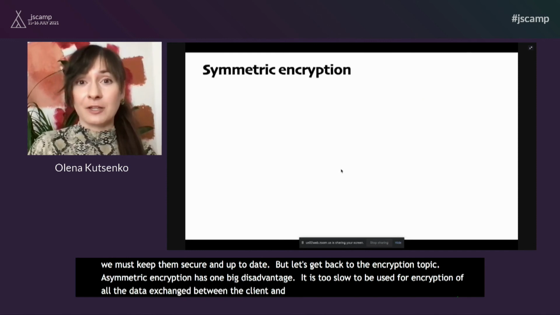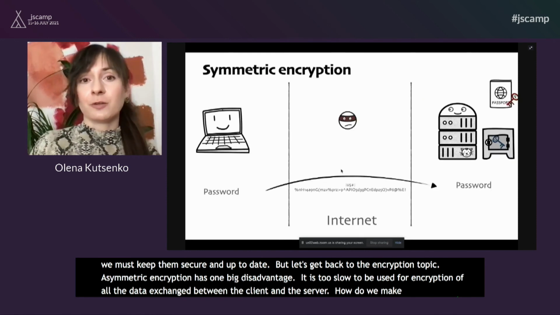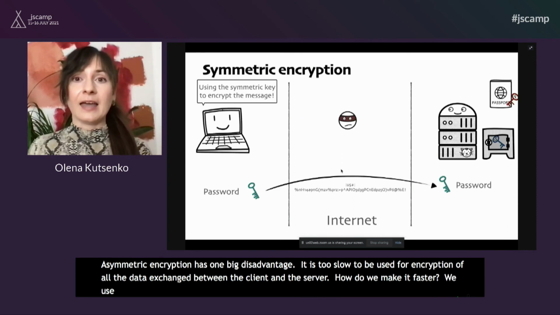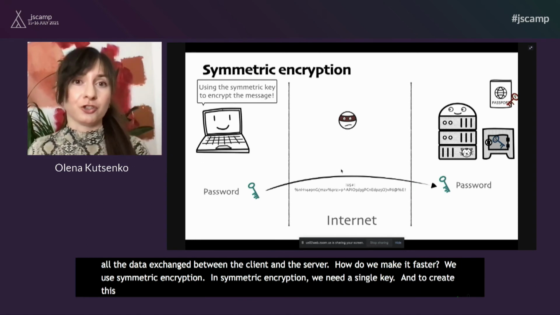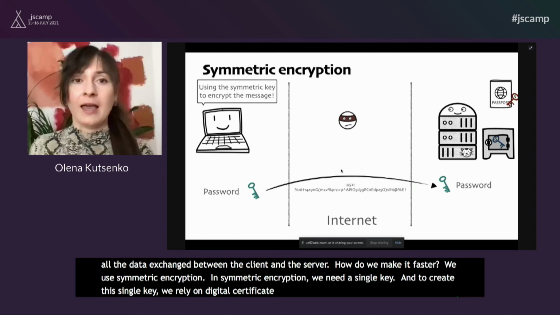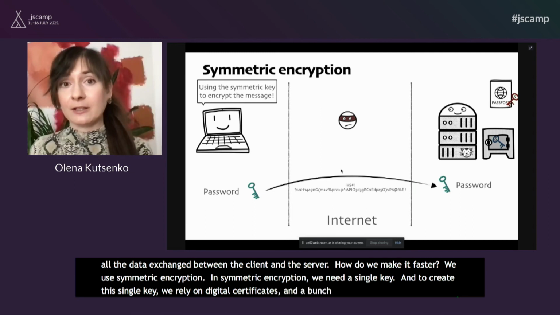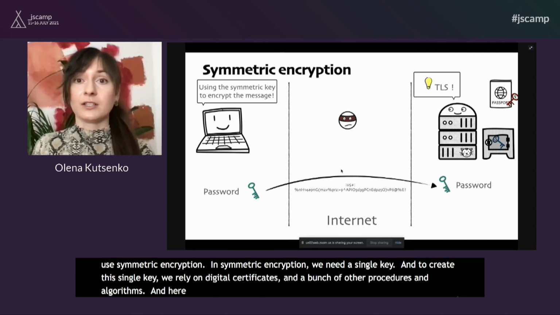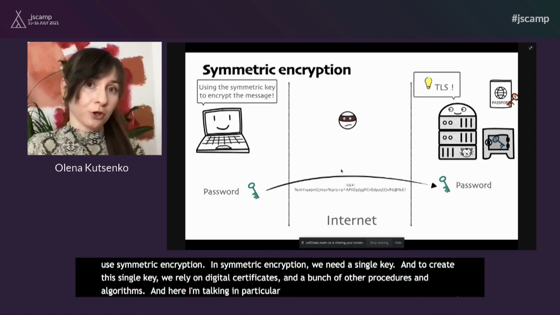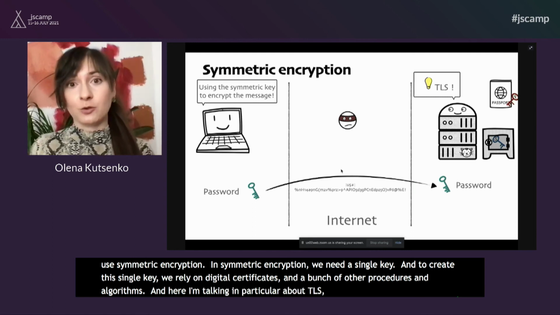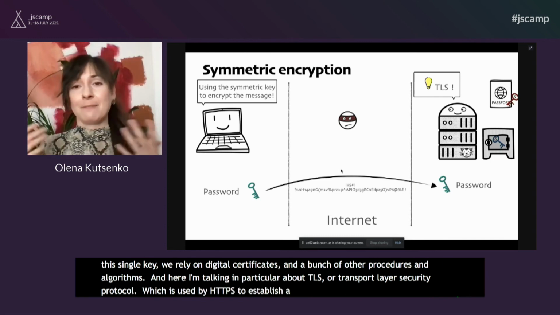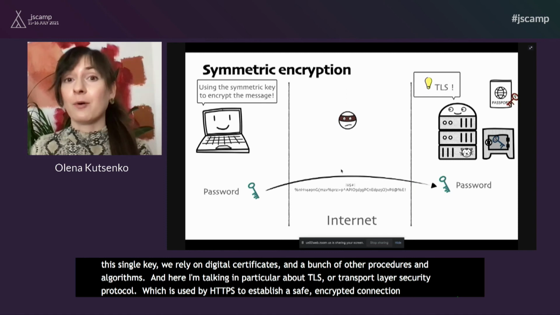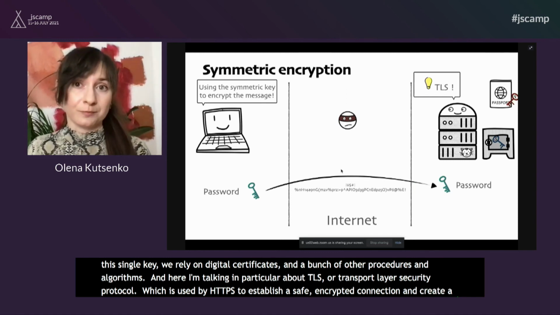We use symmetric encryption. In symmetric encryption, we need a single key, and to create this key, we rely on digital certificates, signatures, and a bunch of other procedures and algorithms. And here I'm talking in particular about TLS, or Transport Layer Security Protocol, which is used by HTTPS to establish a safe, encrypted connection and create a symmetric key with the help of asymmetric encryption.